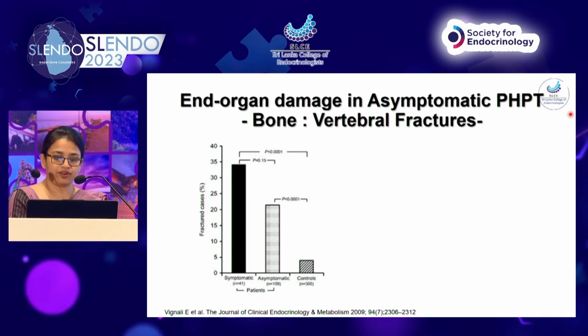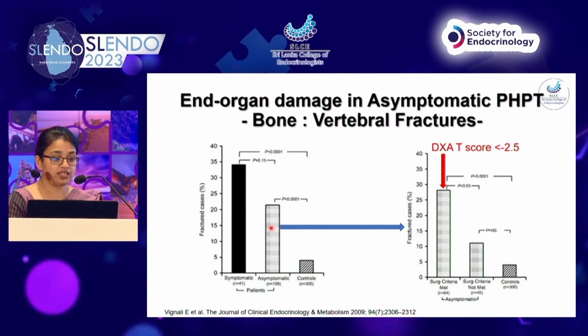What about vertebral fractures? This graph shows the symptomatic versus asymptomatic group compared with controls with regard to vertebral fractures. You may appreciate that both the symptomatic and asymptomatic groups had significantly higher vertebral fractures compared to controls. Although classified as asymptomatic, this group also has had vertebral fractures.